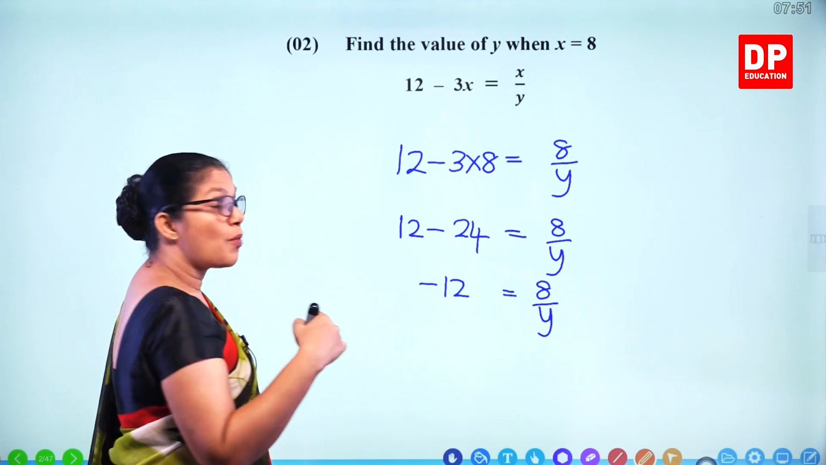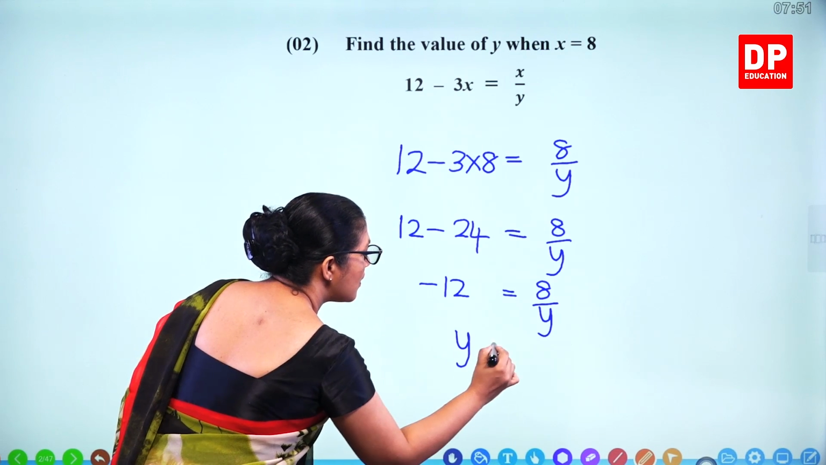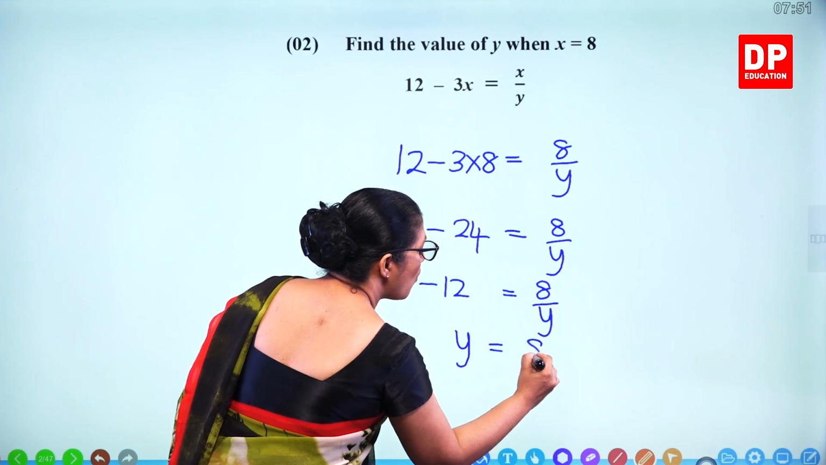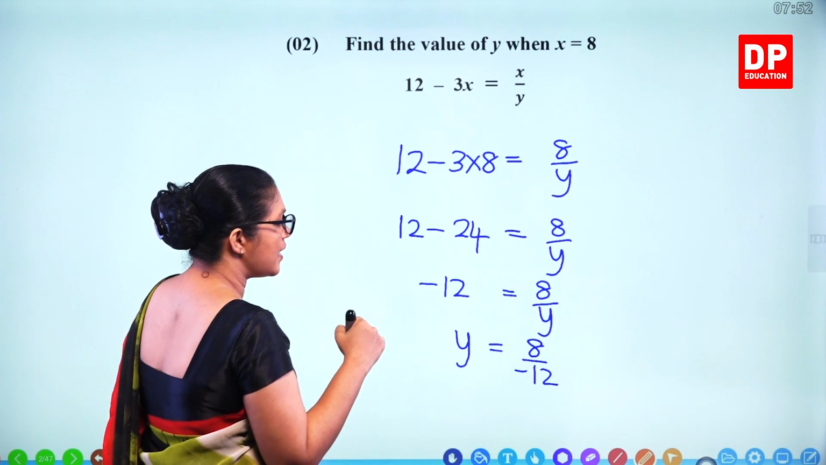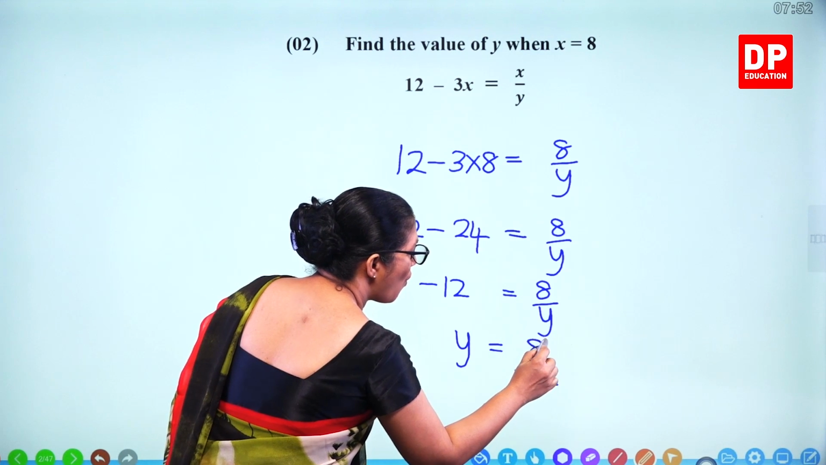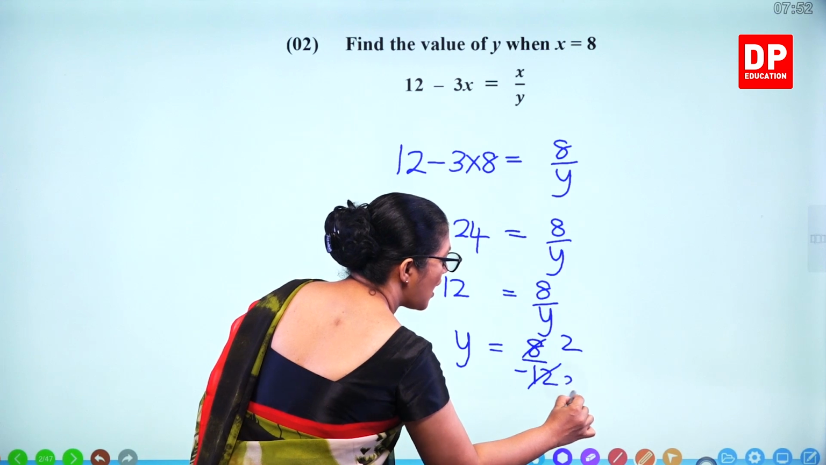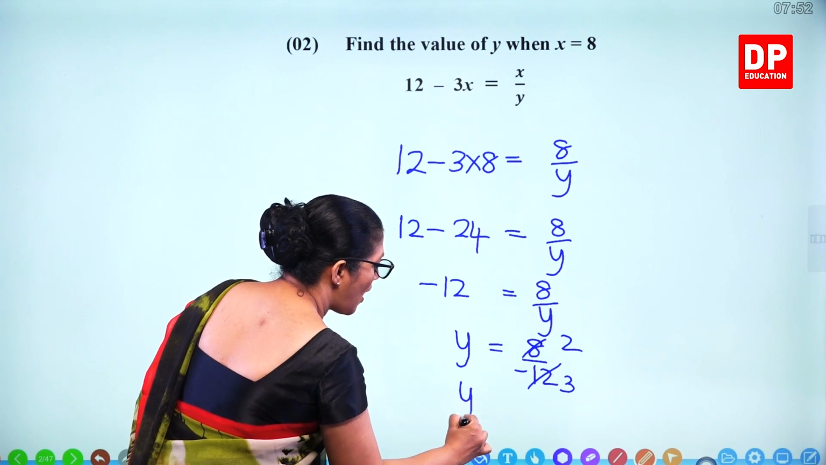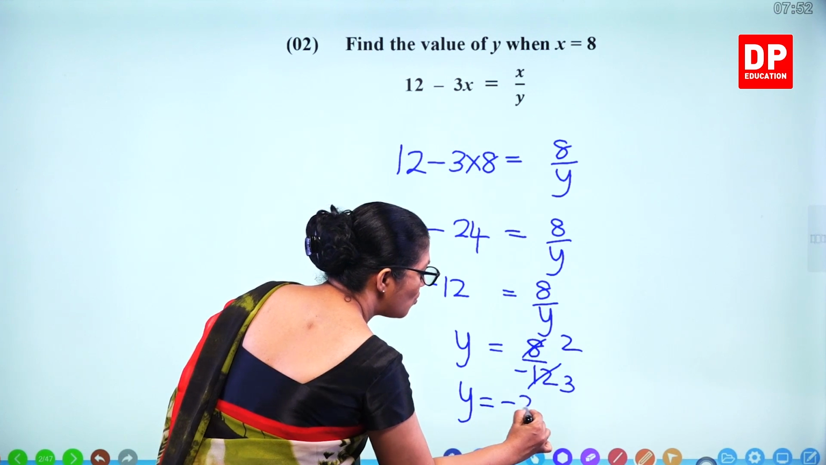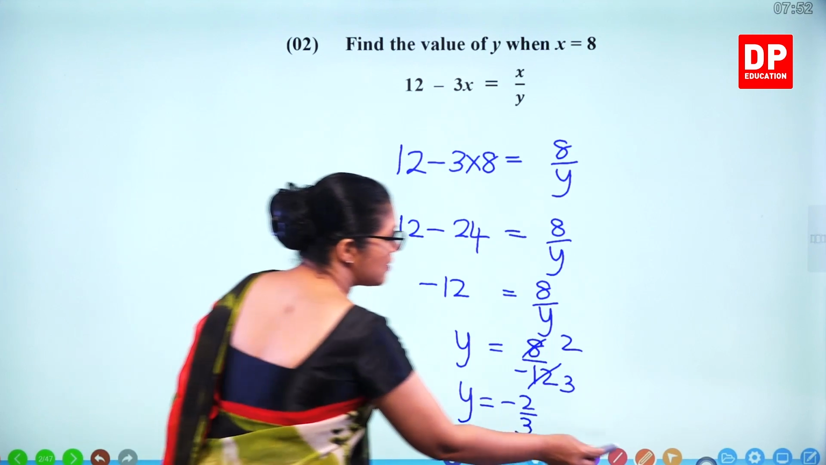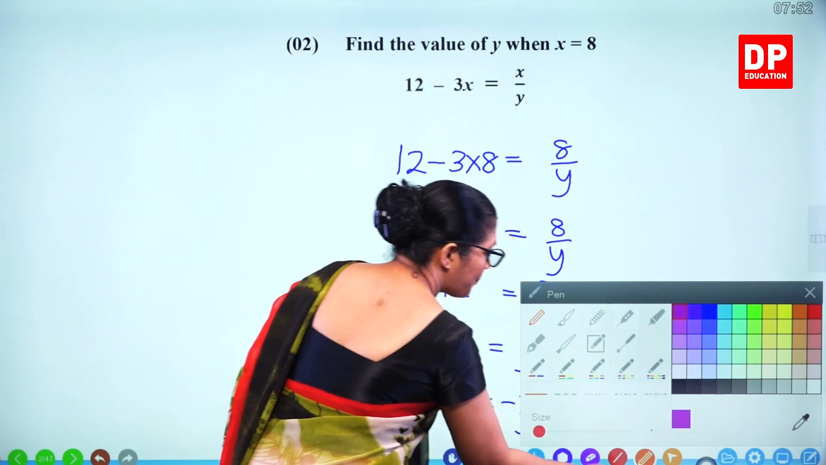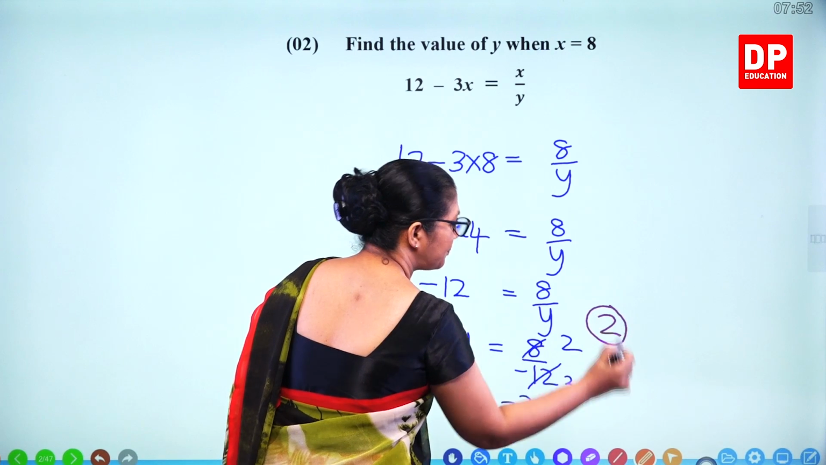So what happens to y? y equals 8 over minus 12. Divide by 4. 4 times 2, 4 times 3. So you get y equals minus 2 over 3. So just substitution there. You get 2 marks for that.